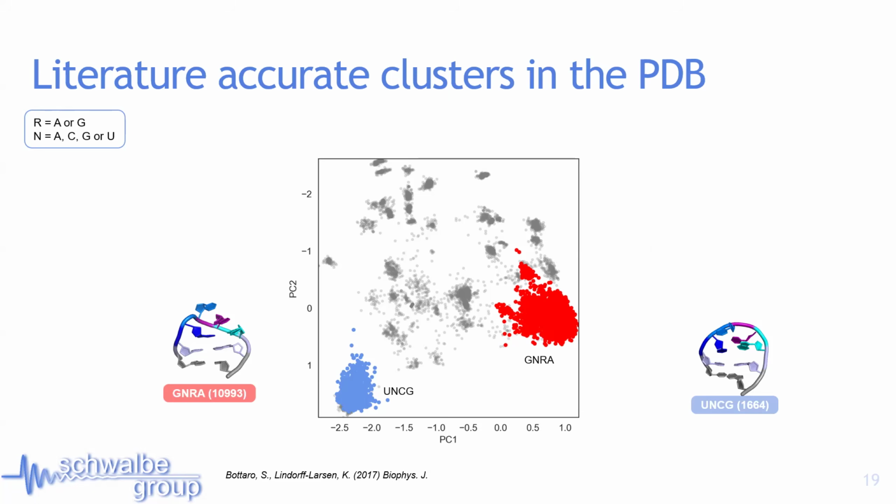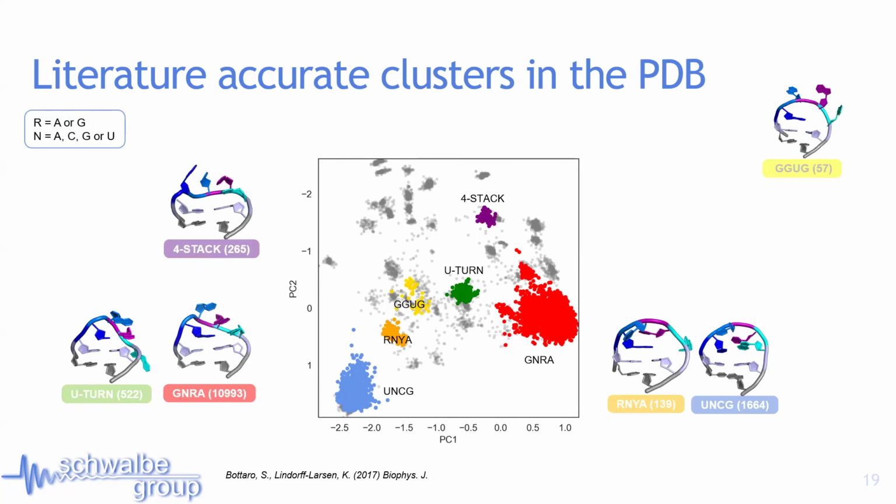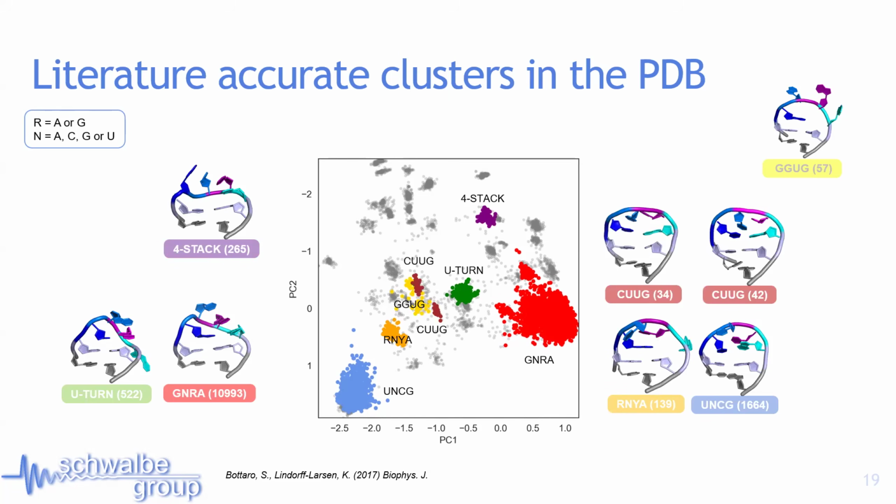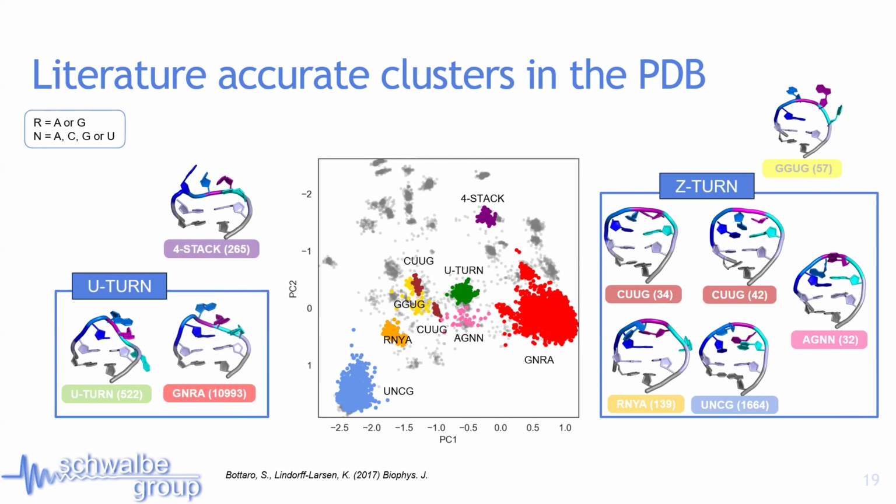UNCG is the overarching class for the UUCG tetraloop, where N is describing every possible nucleotide, and GNRA is just any nucleotide on the second position, and an adenine or guanosine on the third position. And as you can see already here, there are quite a number of structures in the PDB for these classes of tetraloops, and they actually fill out a good space in the PCA analysis. Then there are U-turns, four-stack motifs, and it's going and going and going. So there's quite a large variety of different tetraloops that can be found in nature.